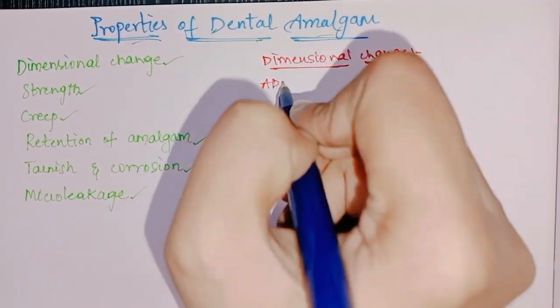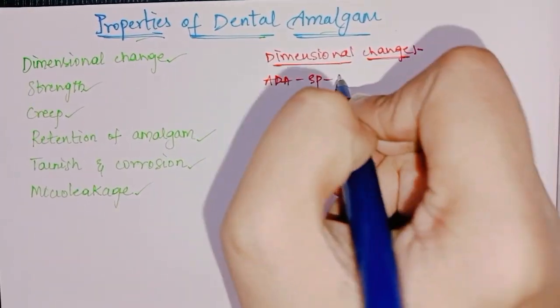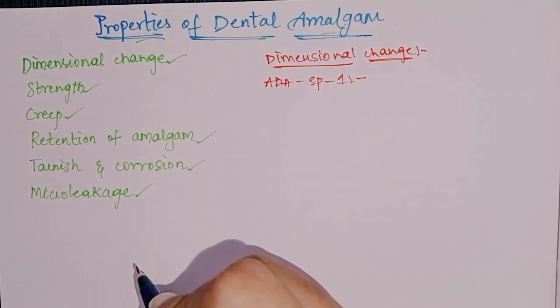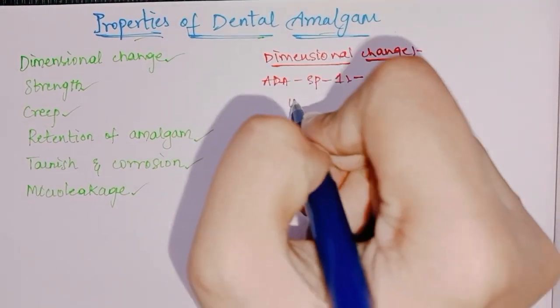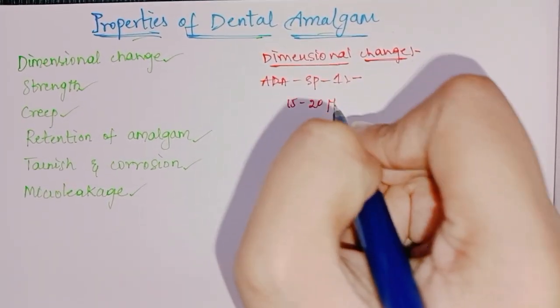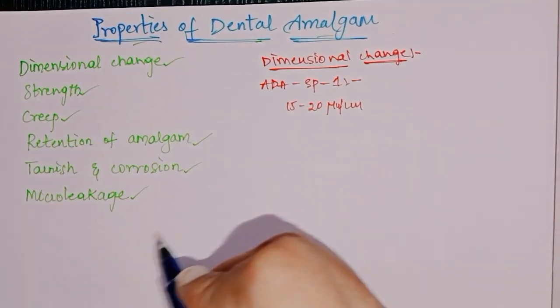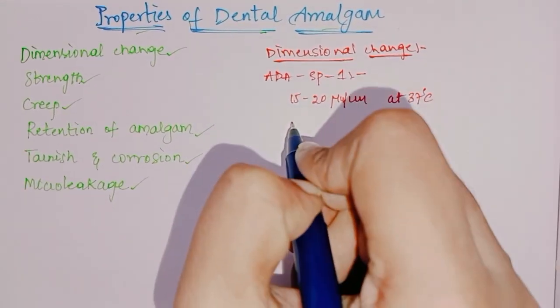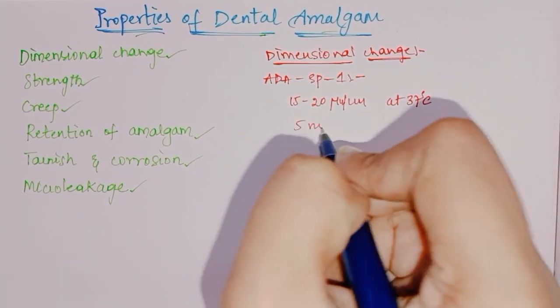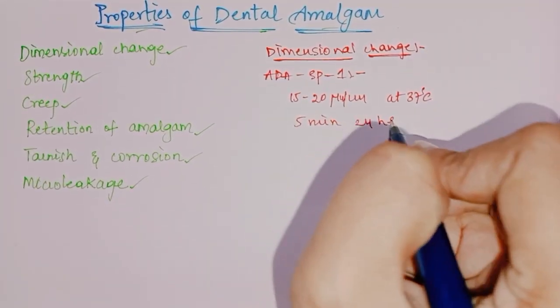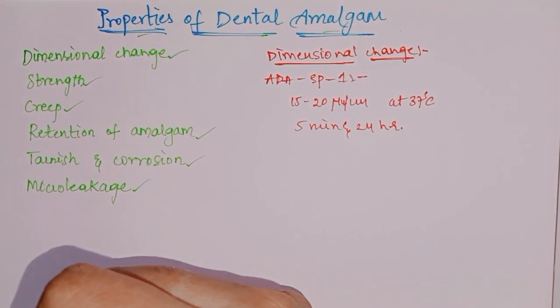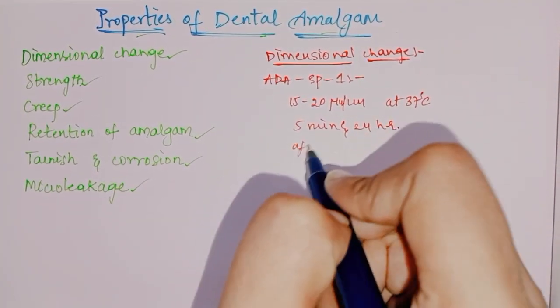According to ADA specification number 1, the dimensional change of amalgam should be in the range of 15 to 20 microns per centimeter at 37 degrees Celsius between 5 minutes and 24 hours after the beginning of trituration.